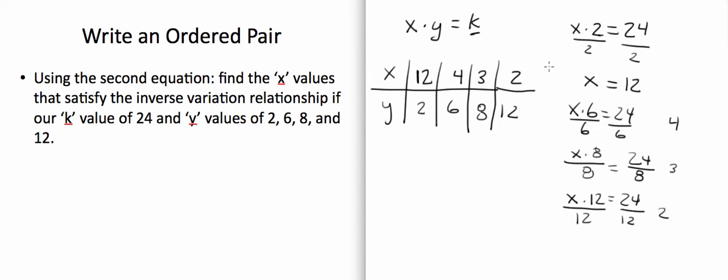Now what they're going to want us to do is write this as ordered pairs. So as ordered pairs, we've got 12, comma, 2. That'd be one answer. 4, comma, 6. 3, comma, 8, and 2, comma, 12. We can check to make sure this is an inverse relationship. My x values are getting smaller, which means my y values should be getting bigger. They are, so that's good. And when we take a look at x times y, it is equal to k. So 2 times 12 gives us 24. All these values, when you multiply them together, give us that k value.